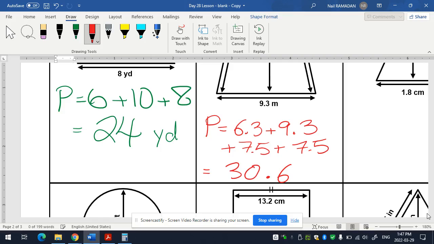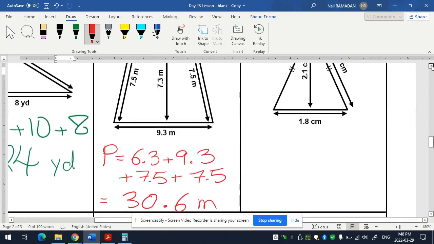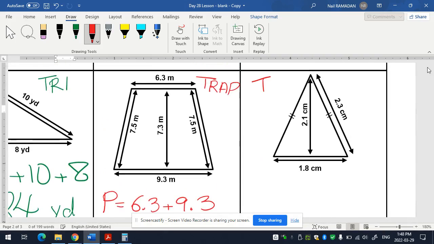What's the measurement unit for this shape? You just need to look at one of the sides because I'm always going to give you the same unit for all the sides. Meters is the unit of measurement. Thank you. Awesome. Okay, that's it. All right. What's my next shape? It's a triangle. TRI.